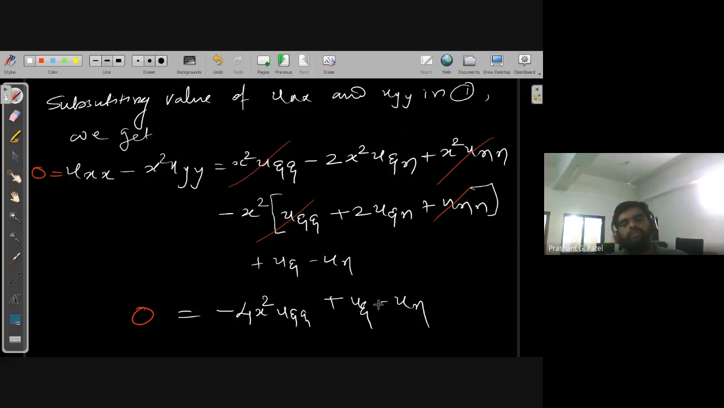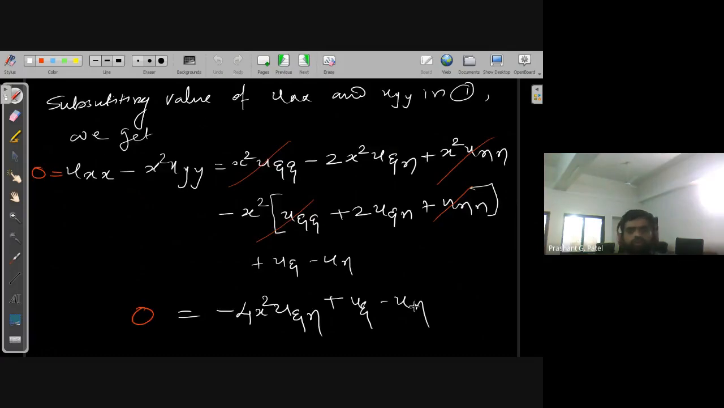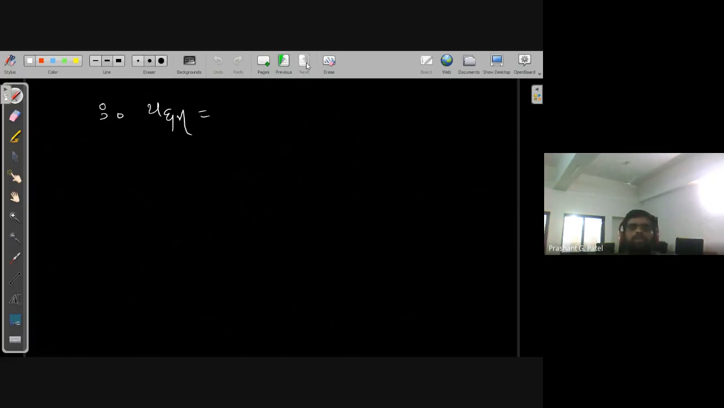So this is the things we have left, minus 4 x square u xi eta, that is from this term and this term together. So finally, you just observe these two quantities, I can move to the other side, and I will divide both sides by 4x square. Then we will have u xi eta equal to 1 by 4 x square times u xi minus u eta.